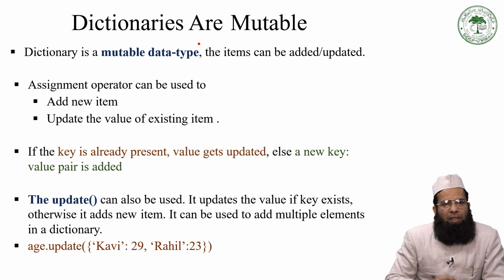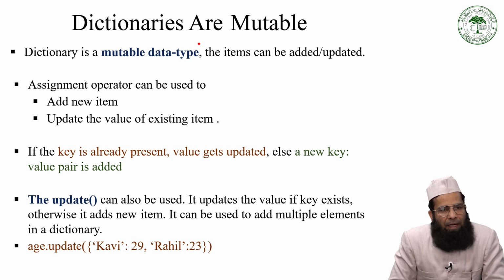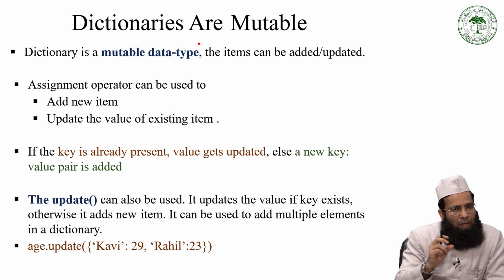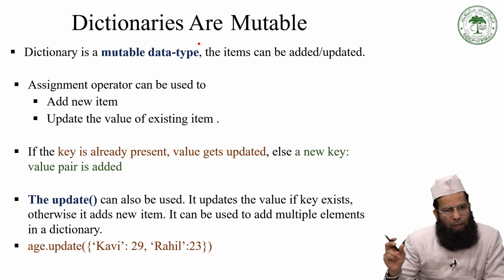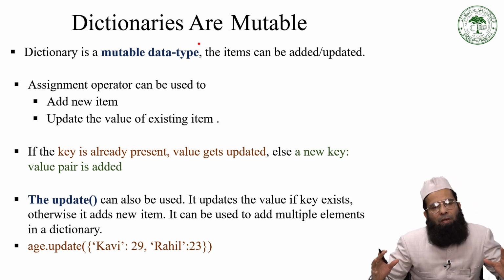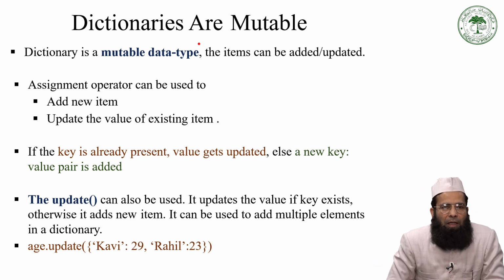Now I told you a dictionary is a mutable data type. The items can be added, updated. Although you cannot update your keys, so keys are actually immutable, as far as the whole dictionary is concerned, it is a mutable data type. So the assignment operator can be used to add new items.